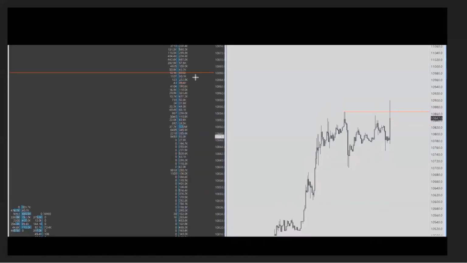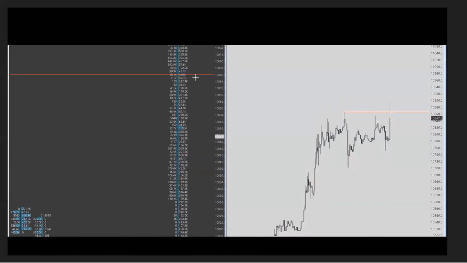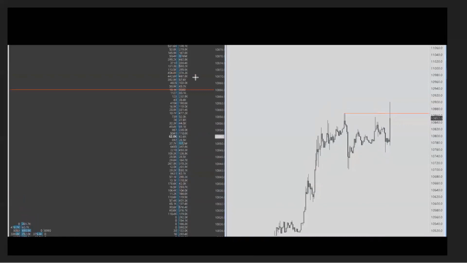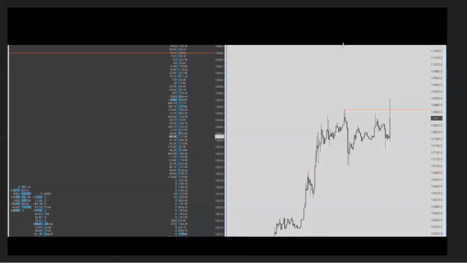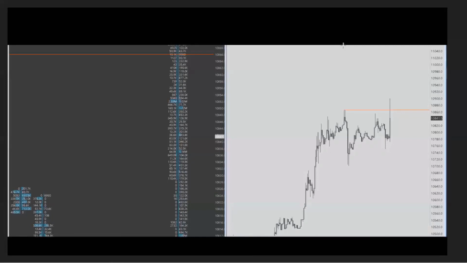So again, that's absorption. Aggressive market buying, but people are willing to provide liquidity up at the high there. And as a result, all of that buying gets soaked up. And I can't remember what the context was here, but I didn't take this trade, so I can't have been all that interested in the level.